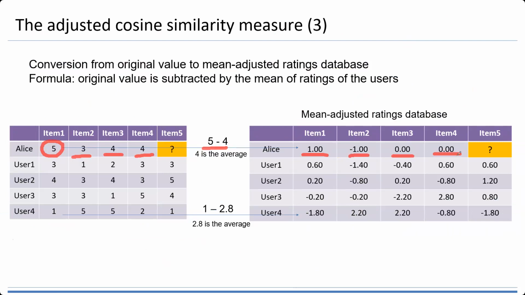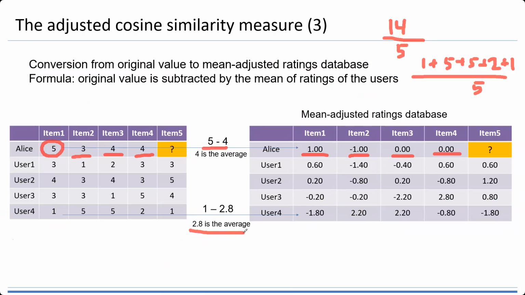Now let's see with this user form. Okay, let's look at the average. Is 1 plus 5 plus 5 plus 2 plus 1 divided by 5. I guess this is the case. 10 plus 4, 14 divided by 5. Here it is 2.8. Okay.